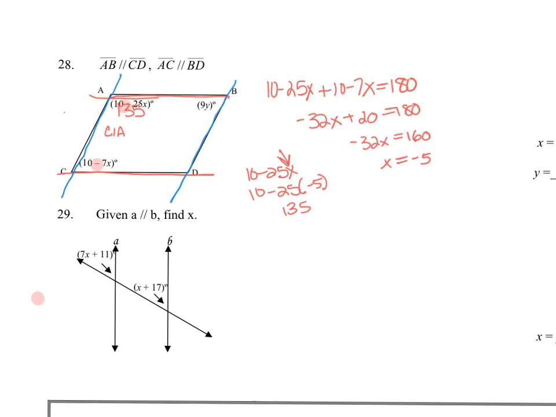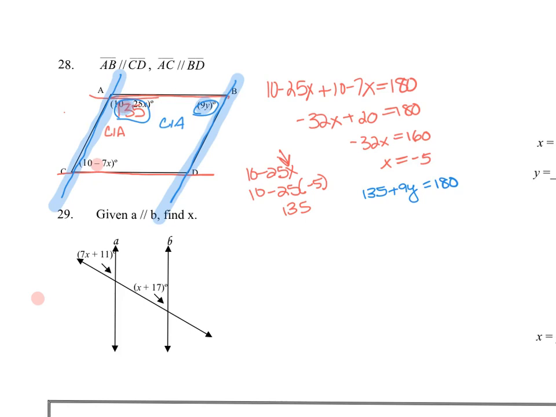Now, if I look at the blue lines that are parallel, then looking at the blue lines that are parallel, if I look at this angle here and this angle here, I can now see that those are consecutive interior angles also. And so if I take the measurement here, which I know to be 135, and I add it to this unknown here, which is 9y, then I know that together those are going to equal 180.